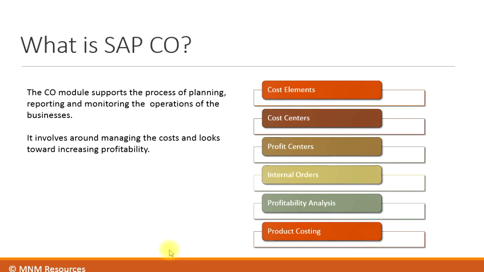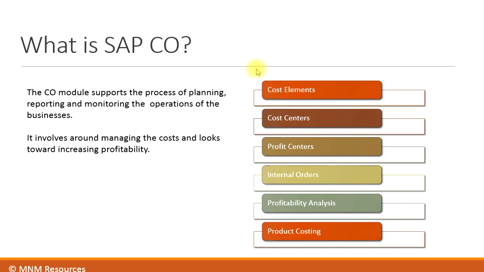Let's look at the SAP CO module. The CO module supports the process of planning, reporting, and monitoring the operations of the business. It mainly looks at managing the costs, whereas we saw the FI module looks at the transactions of an organization. The CO module's focus is to manage the costs and look at increasing the profitability. So the subcomponents of the CO module revolve around cost elements. Cost elements are actually a mirroring of the GL accounts, but specifically for revenue and expense accounts.